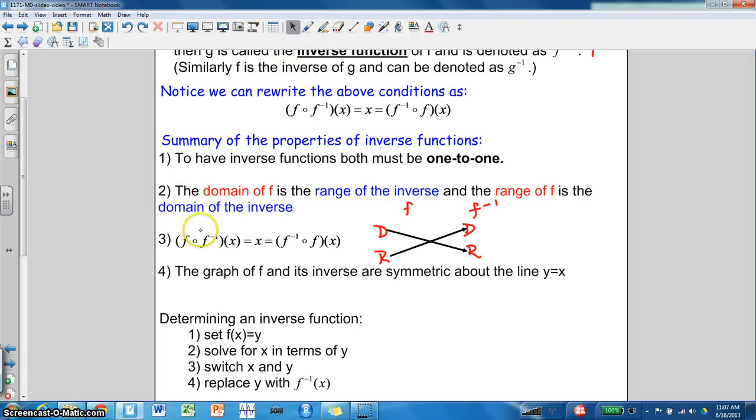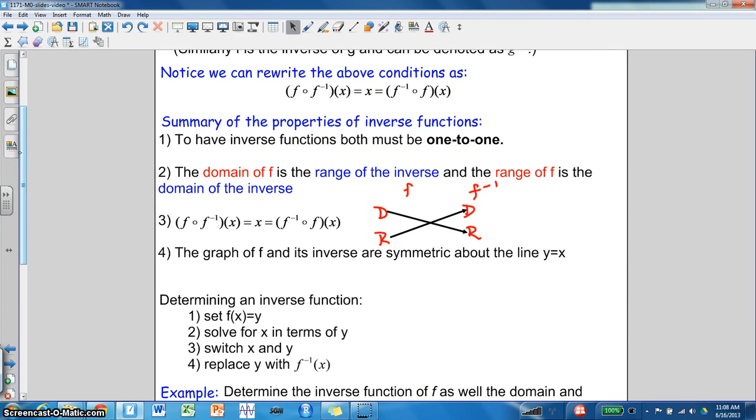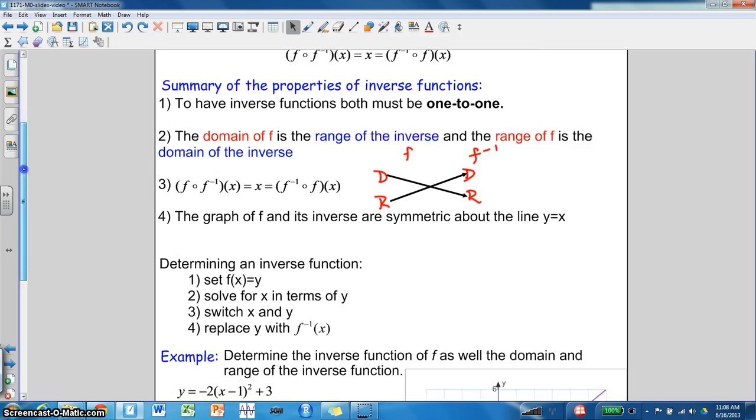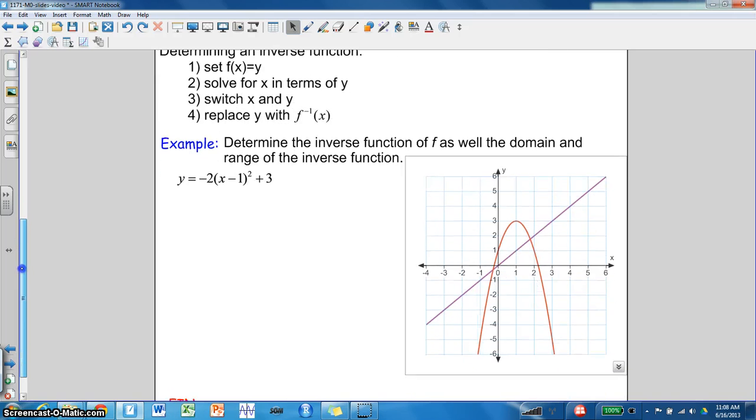If I do the composition in either order, I'll get back x, or what is known as the identity function. And then graphically, the function and its inverse are symmetric about the line y equals x. And also, to obtain the graph of the other function, whether we are looking for f or its inverse, all we have to do is switch the x and y coordinates.